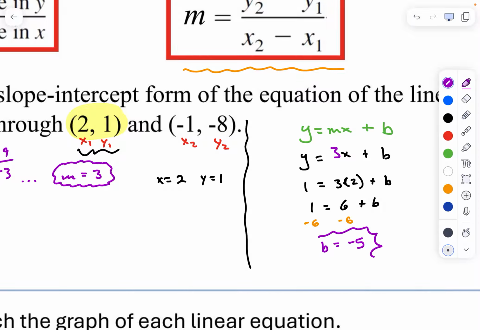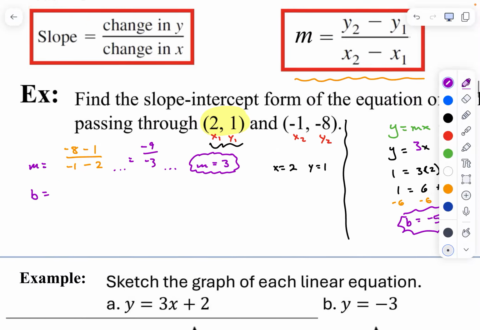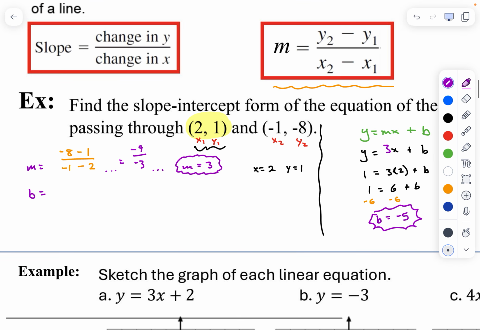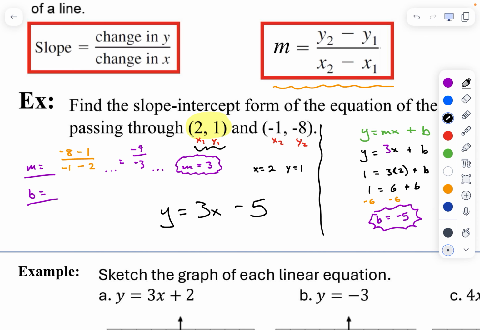So at the start of this problem, clear over here, we said that we needed m and we needed b. We have those things. So now I could fill in y equals mx plus b, so y equals 3x plus b, which is negative 5. All right, guys, does that process seem familiar?